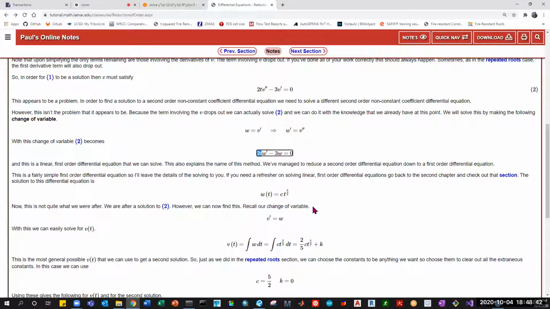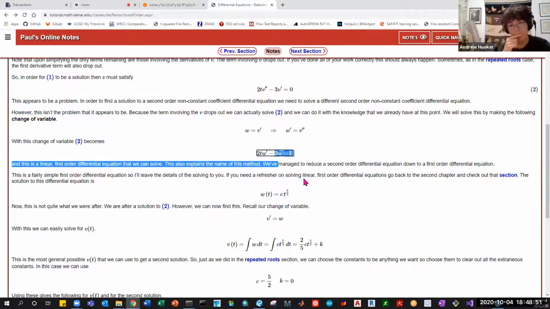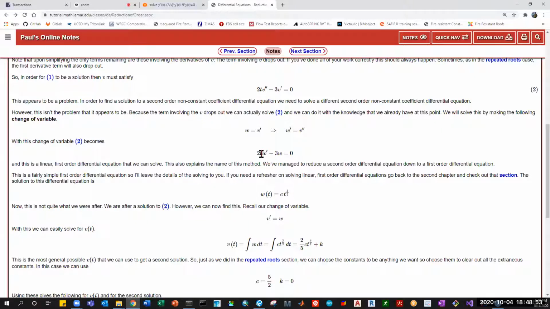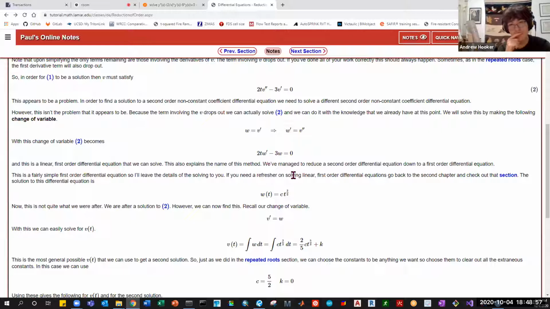You want your first derivative to have a coefficient of 1. Okay, so I would divide everything by 2t, and then your p(t) would be negative, right? Like you want this to disappear, right? Yeah, so you would just have w prime minus 3w over 2t equals 0.